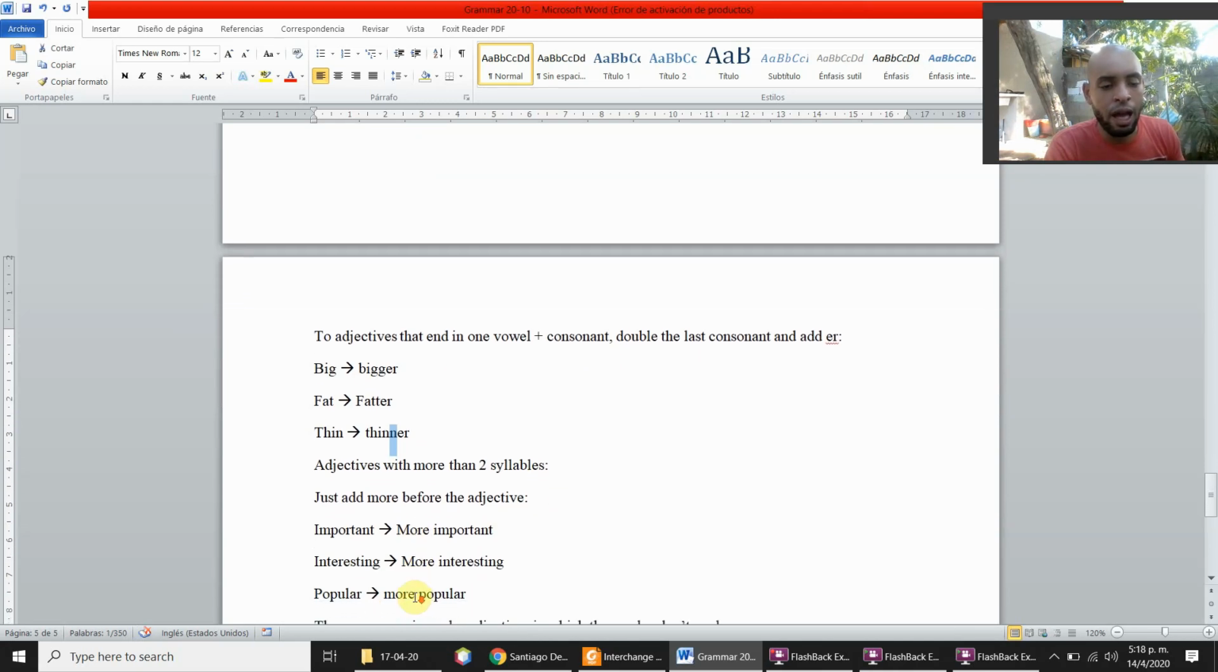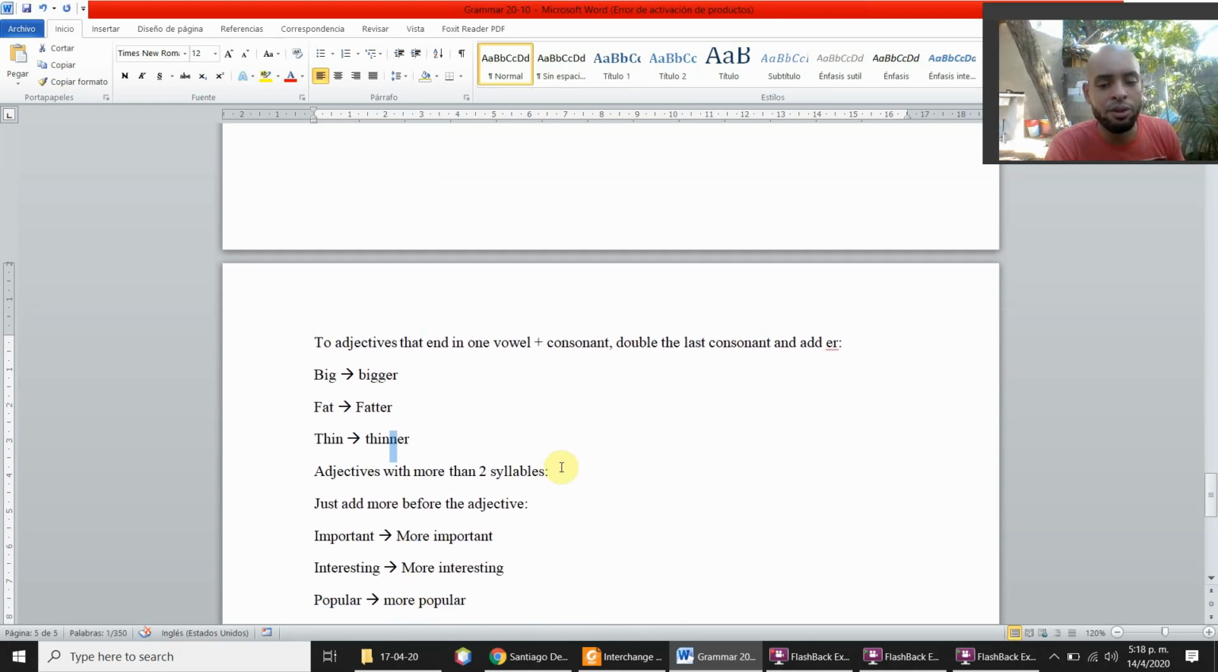Now, adjectives with more than two syllables. You just have to add more before the adjective. Important, more important. Interesting, more interesting. Popular, more popular.